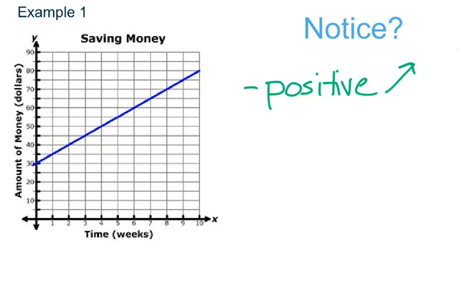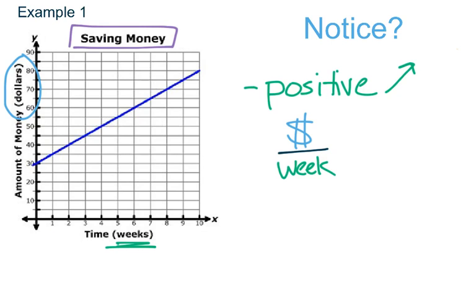Another thing I notice is that we're talking about dollars on the y-axis, and we're talking about weeks on the x-axis. So then our rate would be dollars per week. What else do I notice? I notice the weeks are going up by ones, and the amounts of money, the numbers that are written, are by tens, but there's lines in between, so those are by fives. I also noticed this title. The title we have is saving money. So we know that this graph is about saving money, and it's talking about saving money per week.